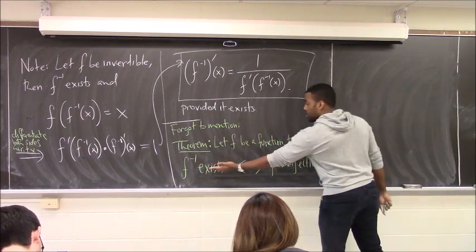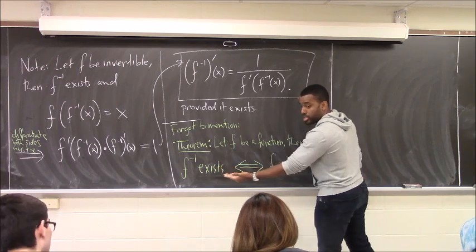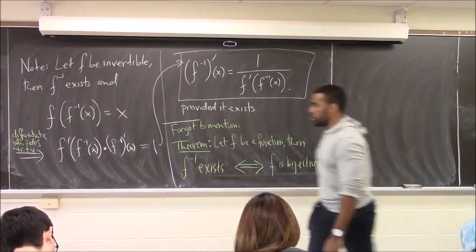So if you know it has an inverse, it means it's one-to-one and onto. And if you know it's one-to-one and onto, it means you know there's an inverse. It will go in both ways.